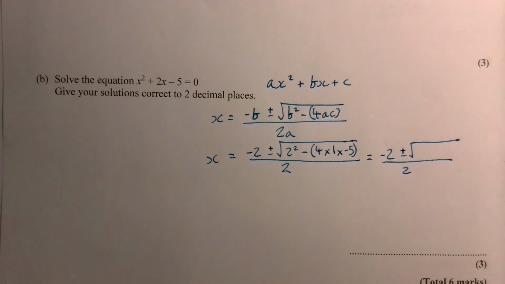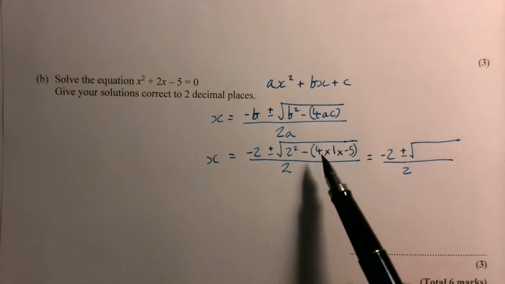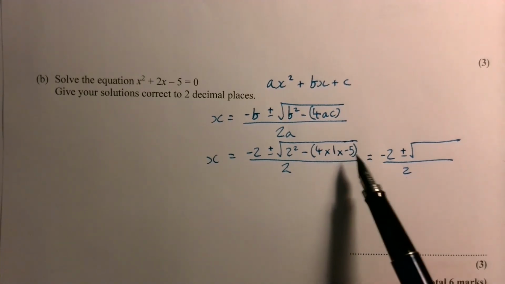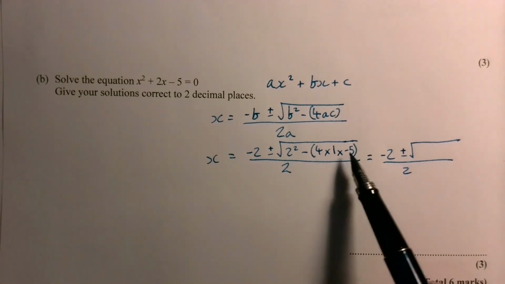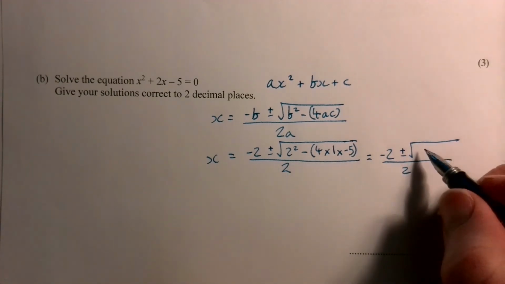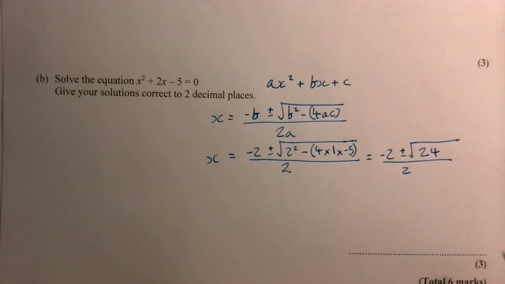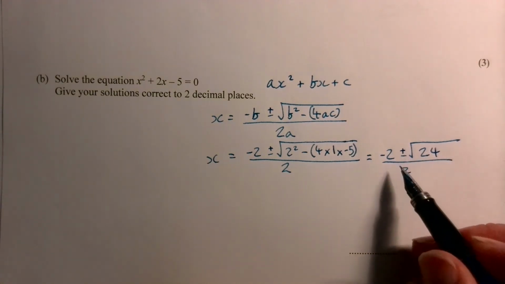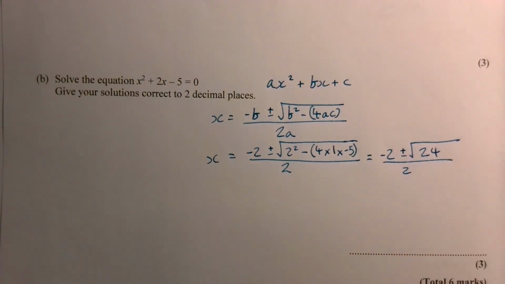the square root of, and you can do this with your calculator, you're going to be using your calculator anyway. 2 squared is 4, 4 times 5, negative 20, but when you take a negative you add, so that should give you 4 plus 20, which is the square root of 24, which isn't a square number, which is why we're not going to get something very nice. So now you pump that into your calculator.